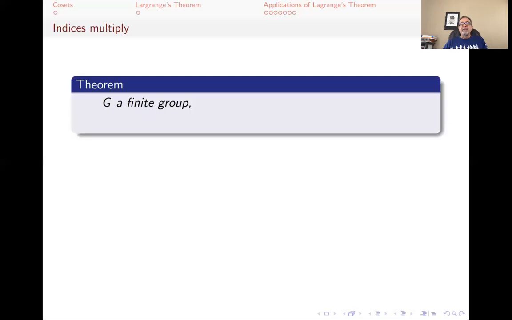Okay. Now, so those were some of the uses of Lagrange's theorem. And as we saw, if you're clever, you can go far. But using Lagrange's theorem, we want to focus a little bit on the indices, the indexes of subgroups. So if you have a finite group, and if you happen to have two subgroups, H a subgroup of K and K a subgroup of G, then this theorem says that the index of H in G is the product of the index of K in G and the index of H in K.